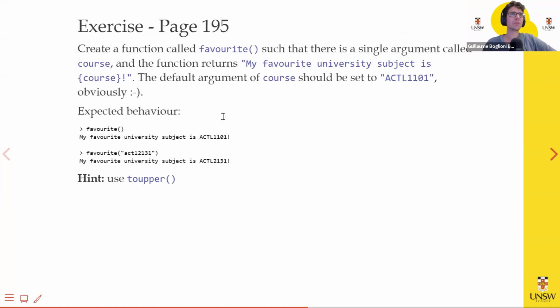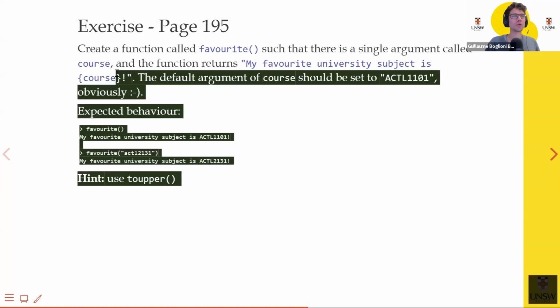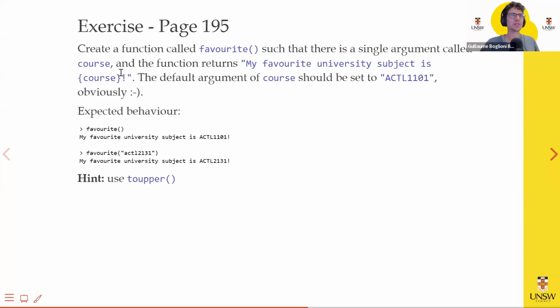Okay, exercise for you. Should be a simple one in light of what we just presented. So I want you to create a function called favorite. Well, the name of the function is favorite, not favorite bracket, but I think you see what I mean. So there should be a single argument called course. So that's the name of the argument, and the function returns "my favorite university subject is" whatever course is as specified by the user. But there should be a default argument. So there should be a default argument for course that is, of course, ACTL1101.